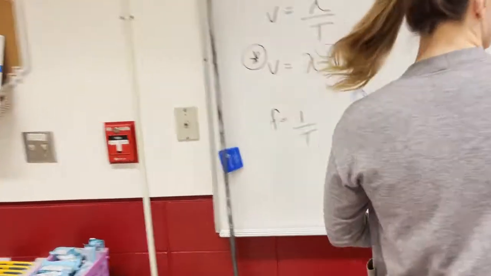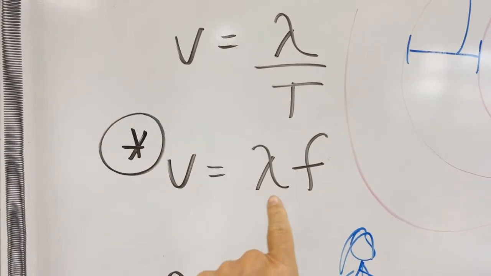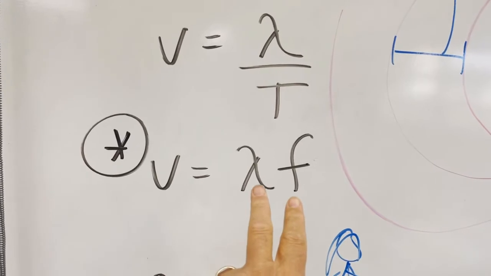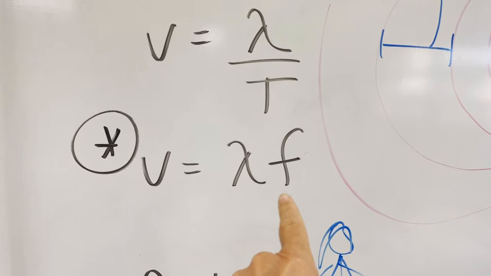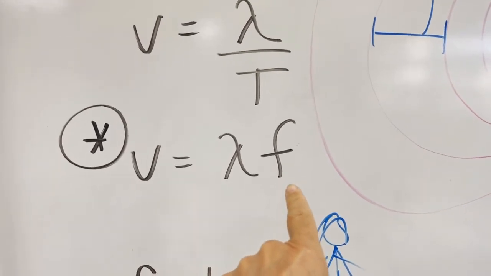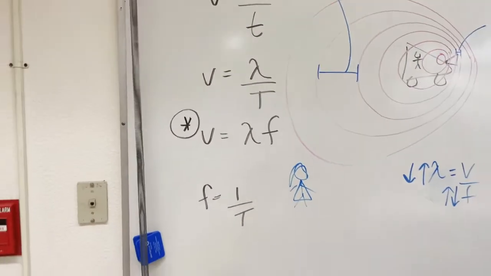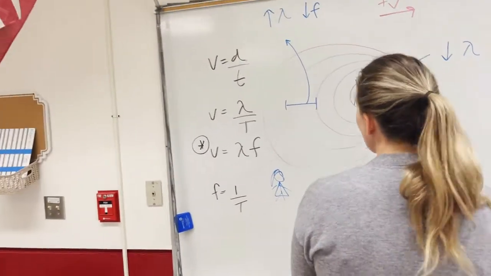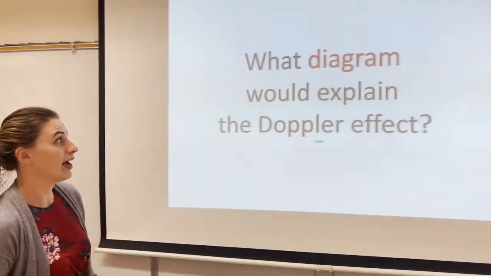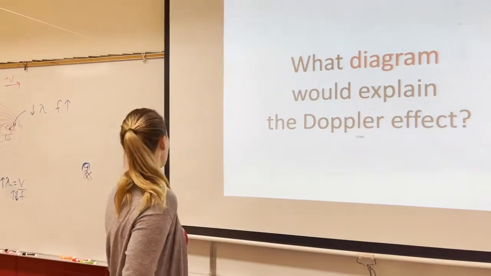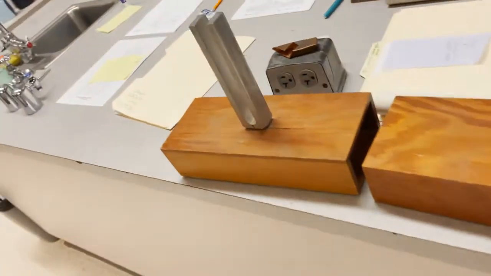Another way to do that: the wavelength is 2 and the frequency is 10. 10 times 2 is 20. But if you switch them around and the wavelength is 10 and the frequency is 2, it still multiplies out to 20. One gets bigger, the other gets smaller. You can use both ideas to help you with this. So when I ask you about the Doppler effect, this is what I'm looking for.